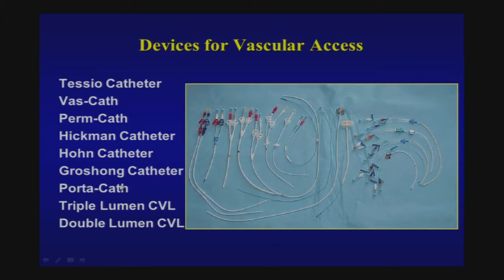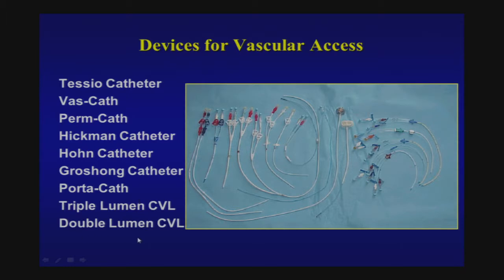Hickman, Hohn, all these are central lines that are tunneled. That's all they are. They'll make them sound like it's a big deal, but it's just a central line that's just like a PermCath. It's tunneled, comes out through the skin. Again, you see them more on kids than you do on adults. You all know what a port is.